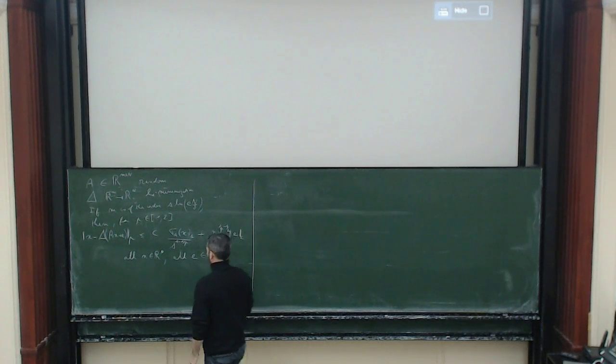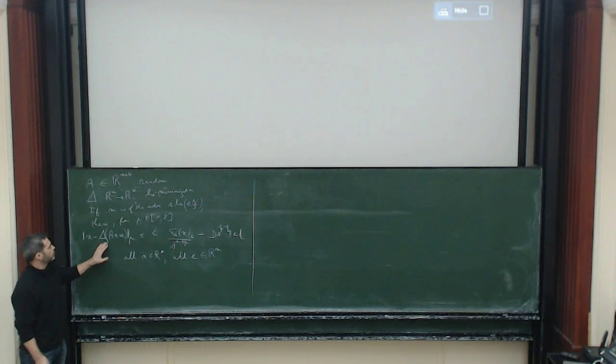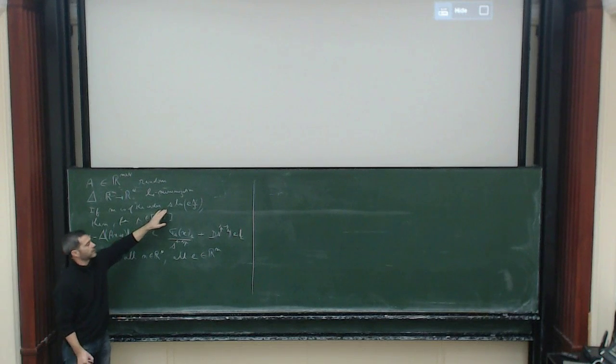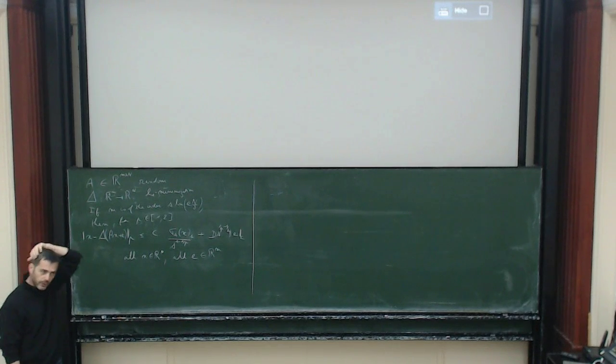So what I want to do is to say that if I want such a result, I won't be able to reduce the number of measurements any further. I won't be able to get something that is just proportional to s without a log factor. This log factor has to be there. Okay, so that's the plan for today.